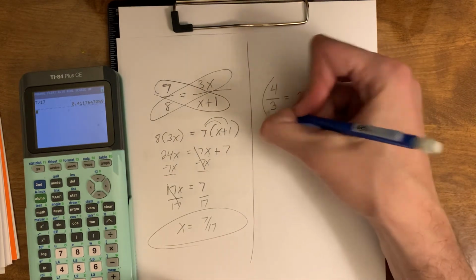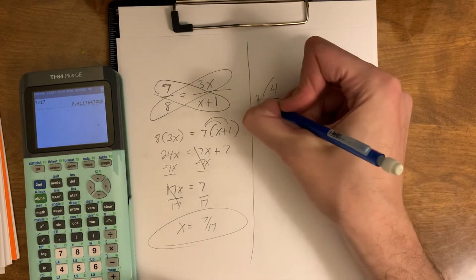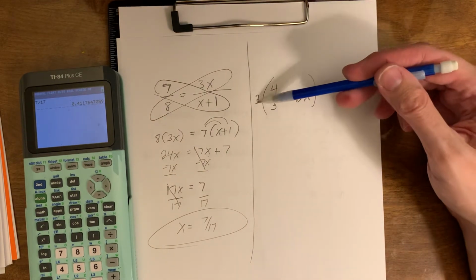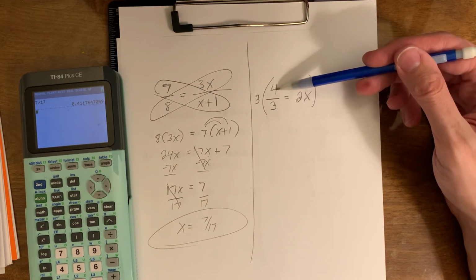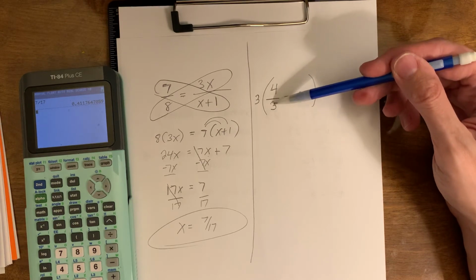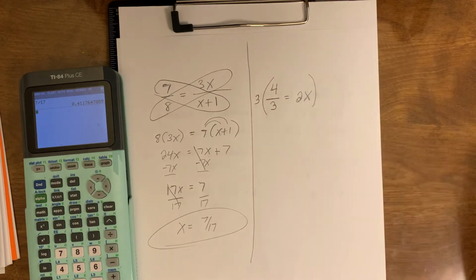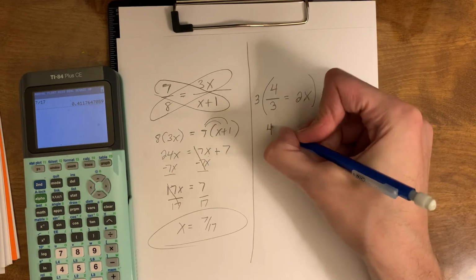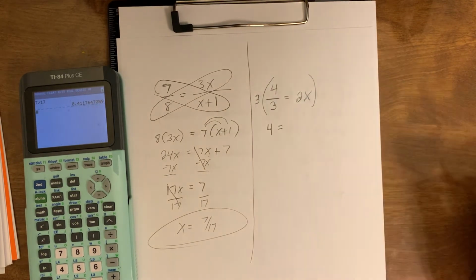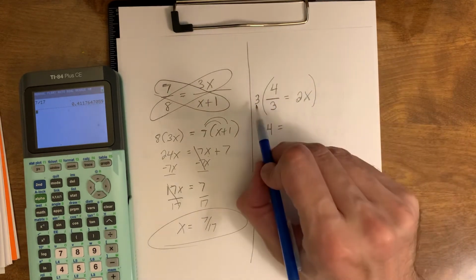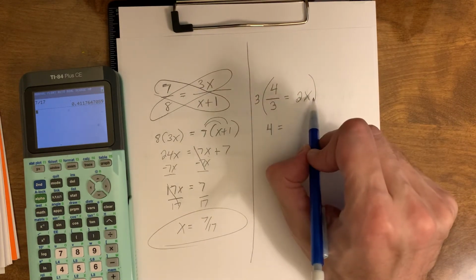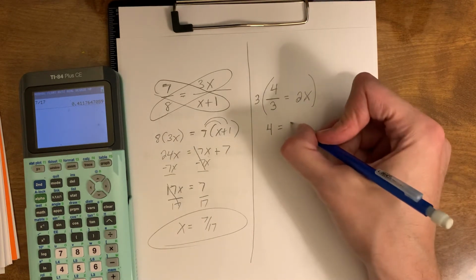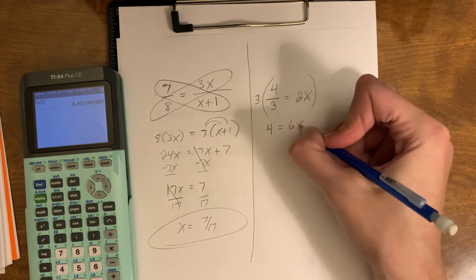So I'm going to multiply the entire thing by the number 3. Here's what that does. 3 times 4 is 12, divided by 3 is 4. It knocks out the entire denominator. All I have left there is the number 4. But remember, you have to distribute it to the entire problem. It's the multiplication property of equality. 3 times 2x is 6x.